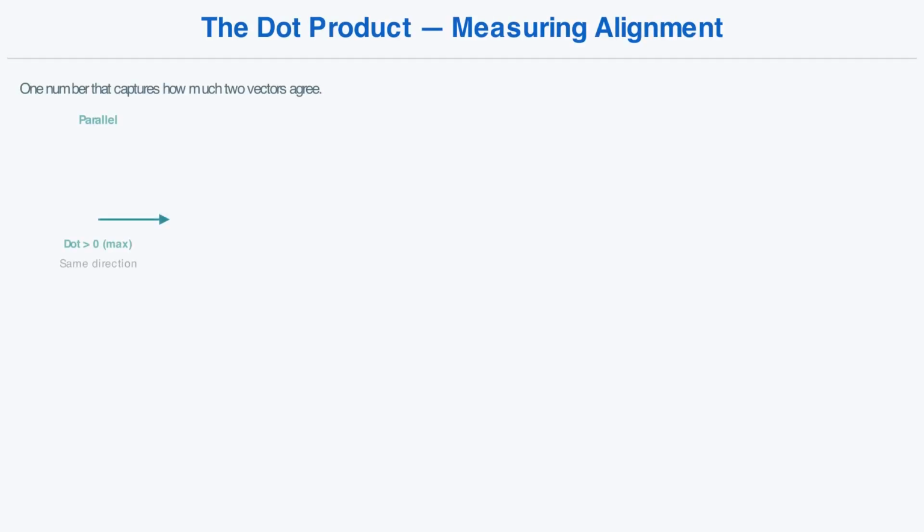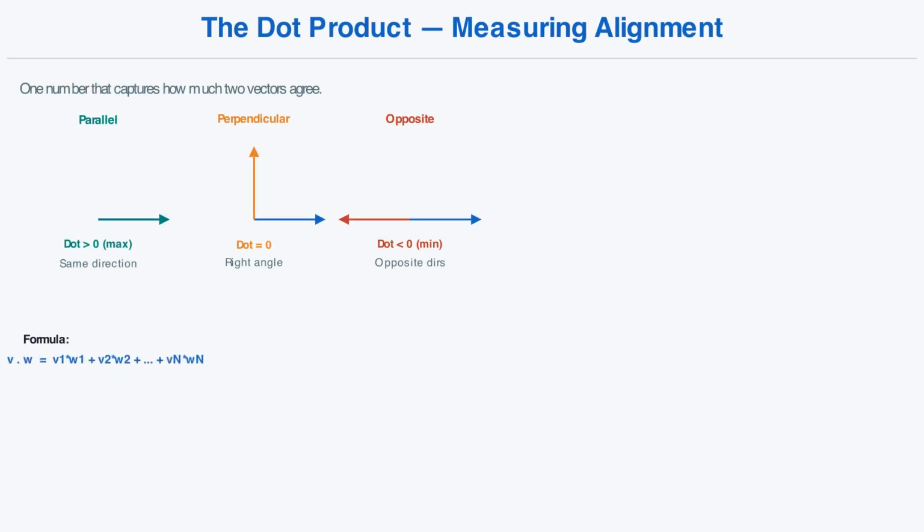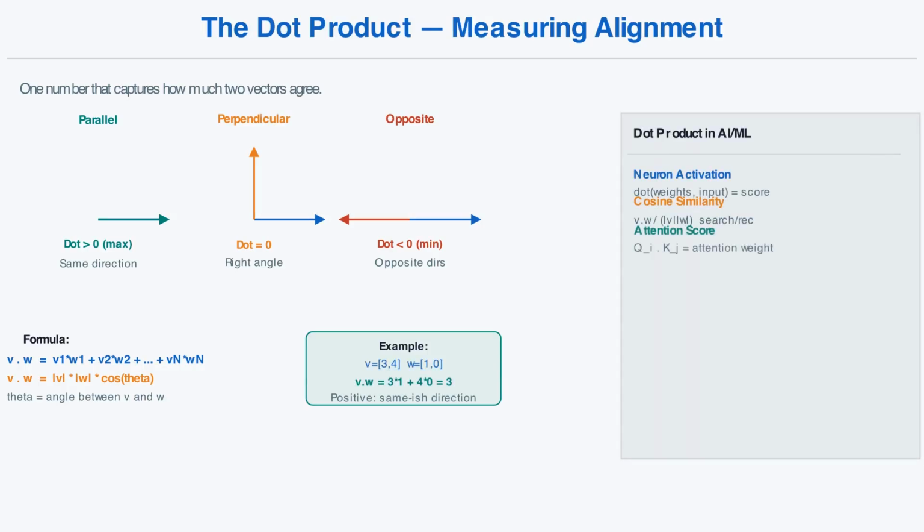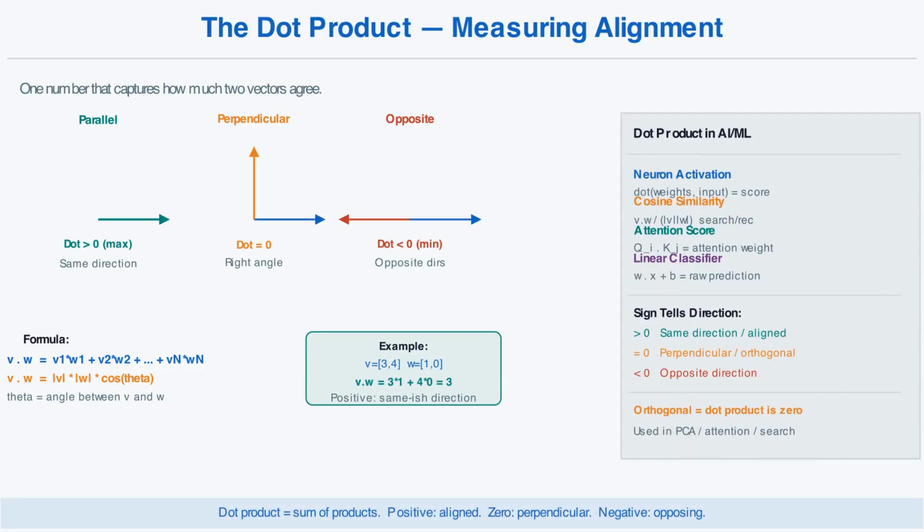The dot product is arguably the most important operation in all of applied machine learning. Here is the definition. Take two vectors v and w, multiply each pair of corresponding components. Add all the results together. That single number is the dot product. For v equals 3, 4, and w equals 1, 0: 3 times 1 plus 4 times 0 equals 3. The dot product is 3.